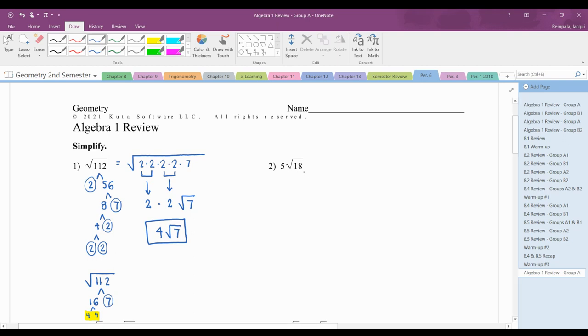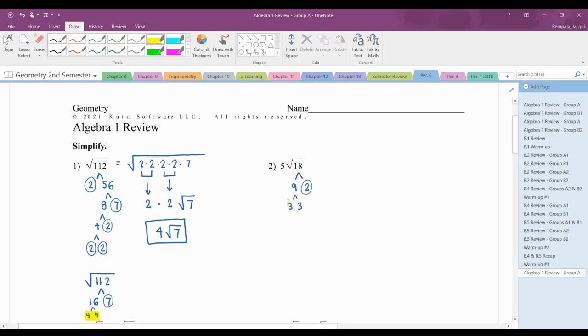Okay, same idea with the second one. We have 5 times the square root of 18. We have to understand that 5 is on the outside, and that's going to stay on the outside. But 18, I want to break down as much as possible so I can start looking for pairs. One way you can think of this is that 18 is 9 times 2. 2 is a prime number, so that gets circled. That branch is dead. Notice that 9 is 3 times 3.